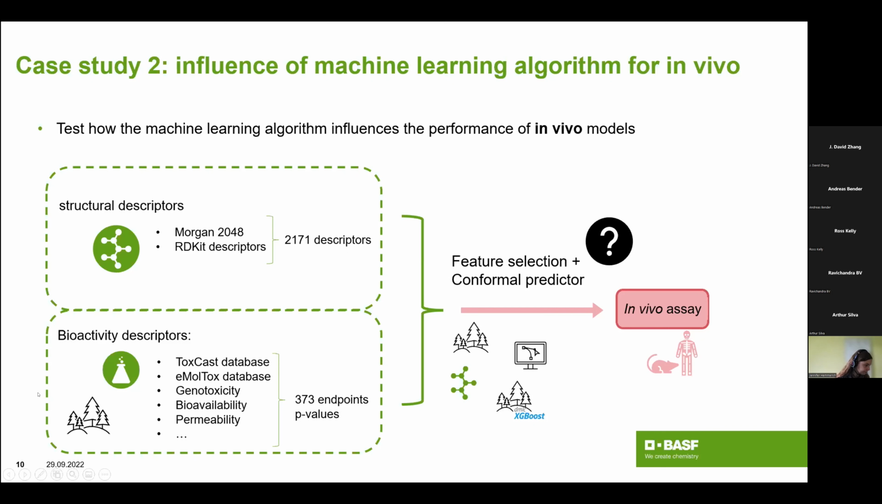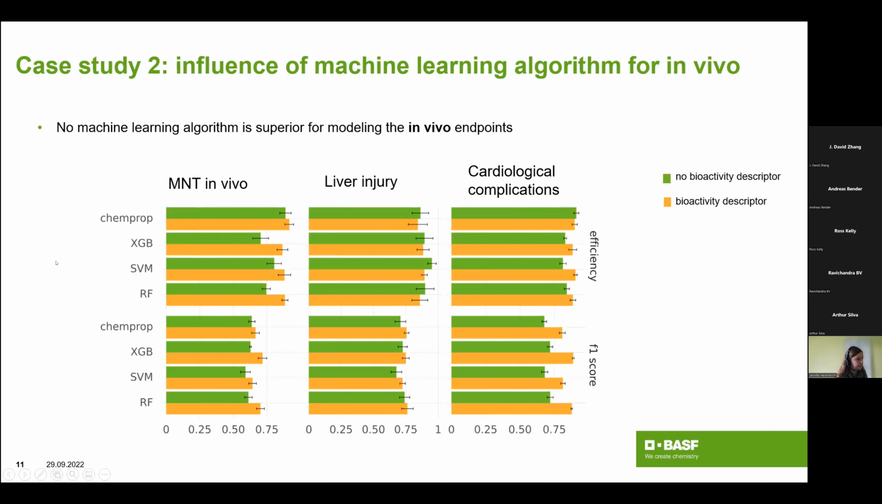So now the interesting thing is, maybe can more sophisticated algorithms, like for example a graph-based neural network, really achieve a better performance than, let's say, a baseline random forest. And here to guide you a little bit, again, in green we have the bars where we didn't use the bioactivity descriptor, orange the bars with the bioactivity descriptor, again for the micronucleus assay, the liver injury, and the cardiological complications. So I think overall, what we can see is the same pattern as for the random forest.